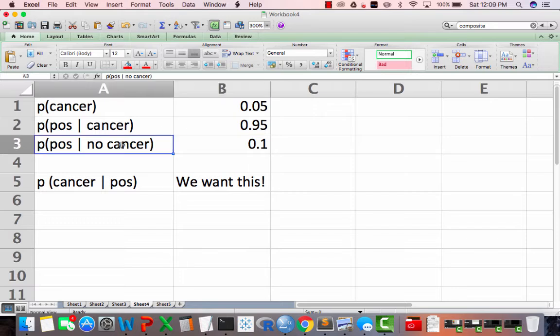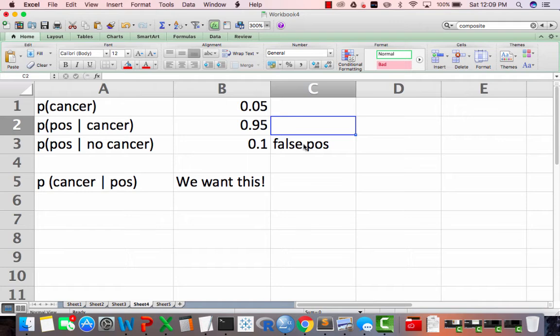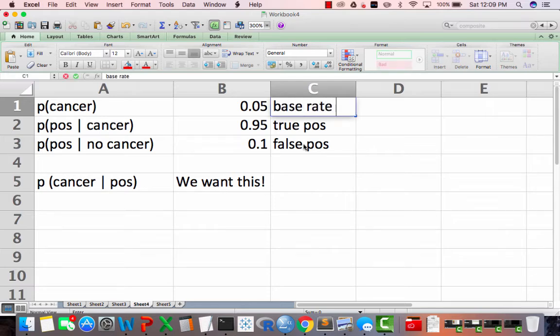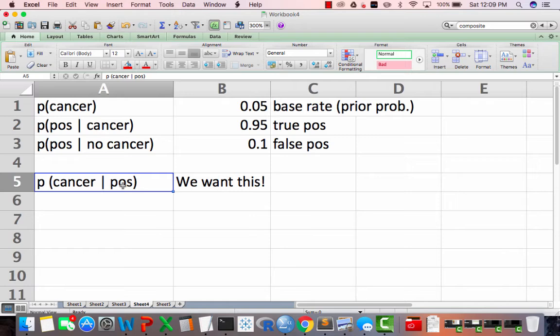The probability of getting a positive result given not having cancer. So this is like a false positive. This here would be a true positive. And this would be our base rate or our prior probability. If we know these three things here, we can actually determine this thing here. And how do we do that?